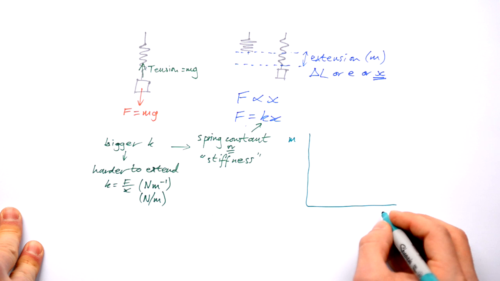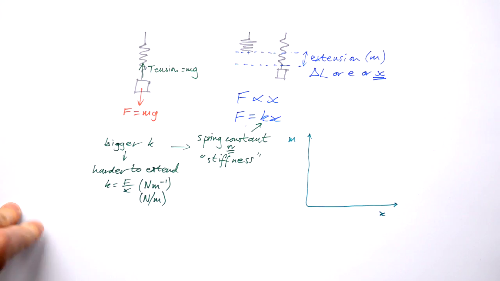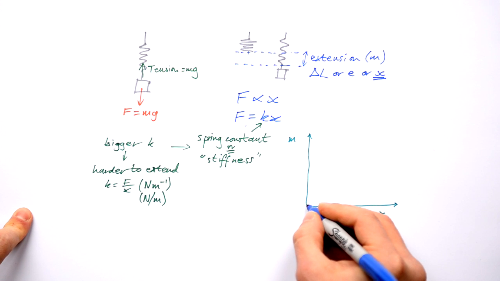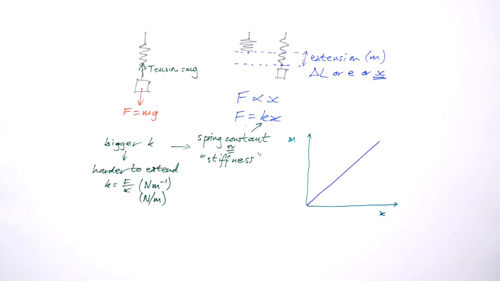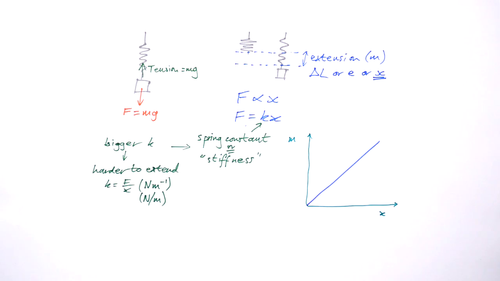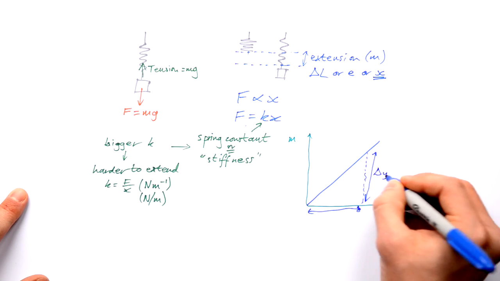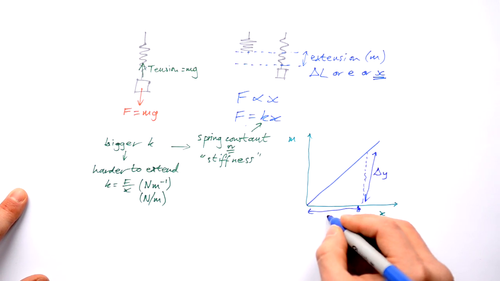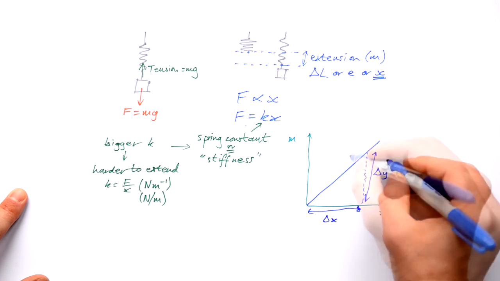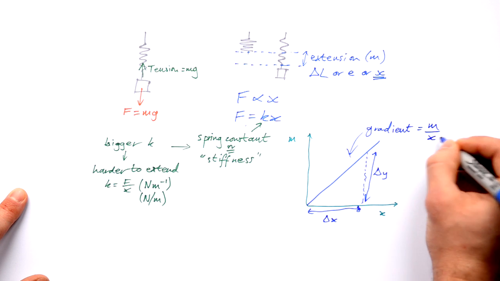Now if we wanted to find out the spring constant for a spring, all we have to do is get different masses and see how far the spring extends. And we should get a nice straight line, provided that the spring is acting elastically. That means that if you take the load off, it'll go back to zero extension. And the gradient of this line, there's our change in y, it's change in m. This is our change in x, then our gradient is equal to m over x.